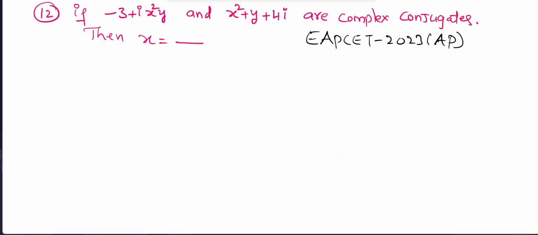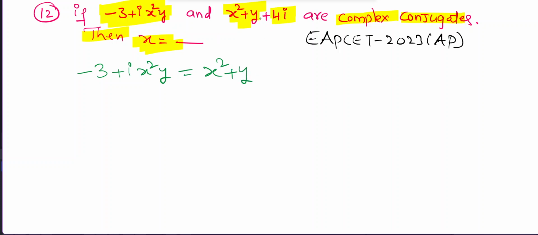This is next question from complex numbers. Here is given minus 3 plus i into x square y and x square plus y plus 4i are complex conjugates. Then x is equal to dash. This is EAMCET 2023. Here is given minus 3 plus i of x square y and x square plus y plus 4i are conjugate complex numbers. That means this is equal to x square plus y. Take a conjugate for this, that is plus 4i is written as minus 4i. These are the conjugate complex numbers.